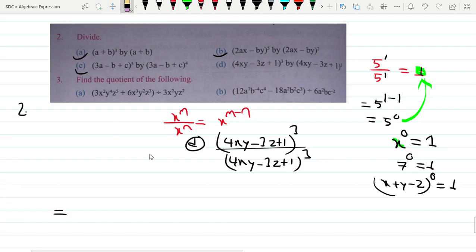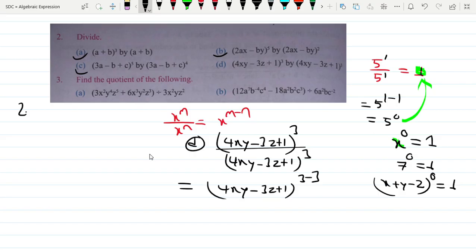Okay, so I take the previous number. Now here what we are going to get is (4xy minus 3z plus 1) power 3 minus 2. As they are getting divided, their power will get subtracted. So you get (4xy minus 3z plus 1) power 0. And as we have already stated, for any expression, if its power is 0, then its value is equal to 1. So its answer is 1.